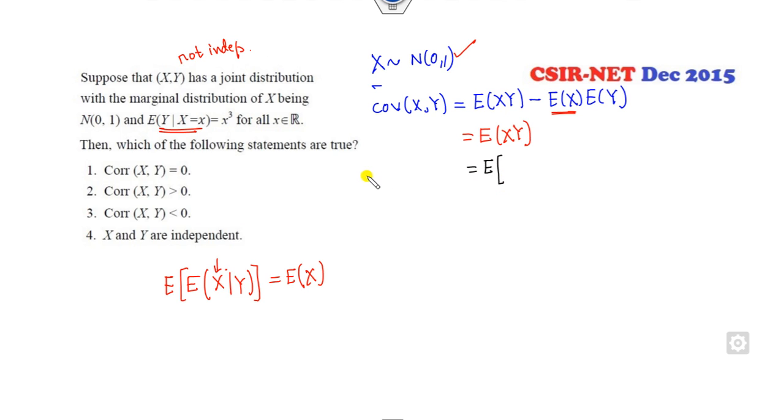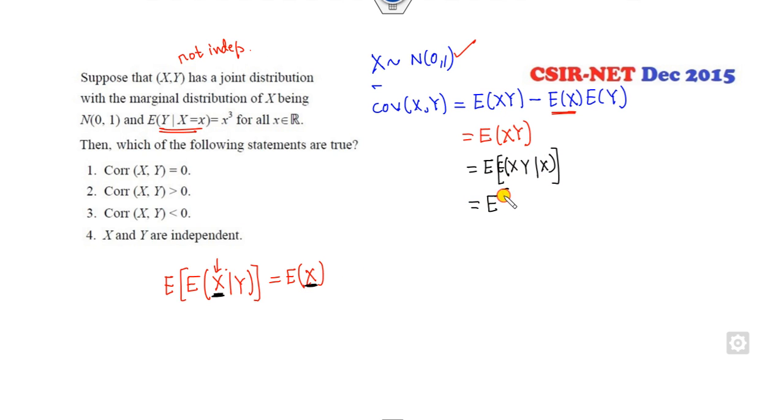I need to be Y condition X. Fine. So I can write this as XY condition X. Fine. Again, by using this, whatever you have written here, the same thing can be written like this. Now, how can you write this value?